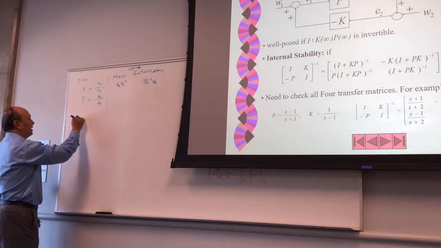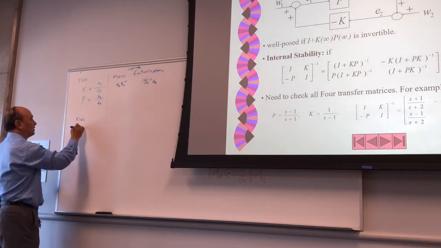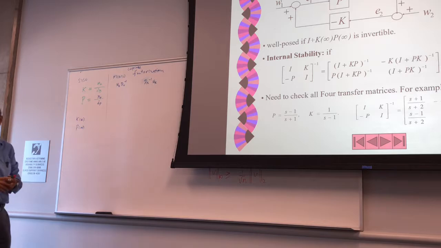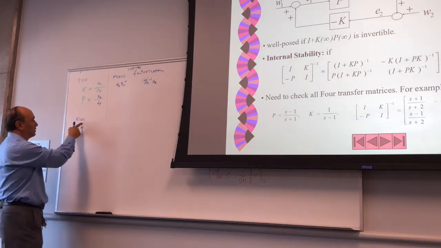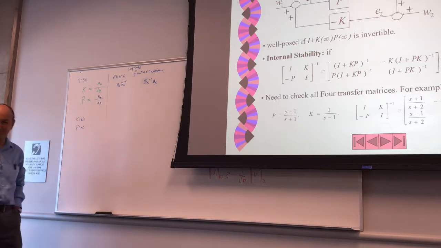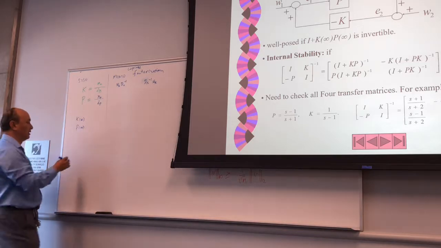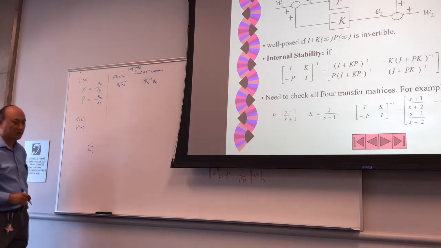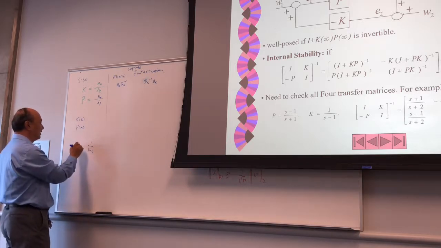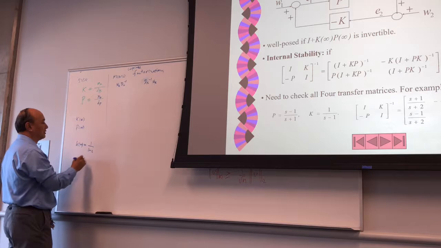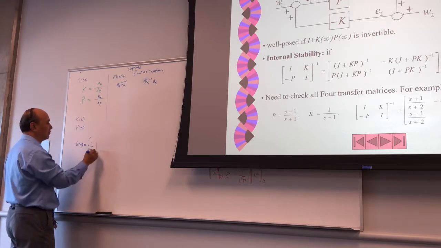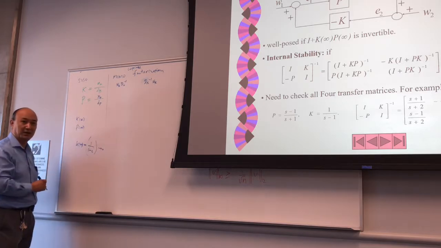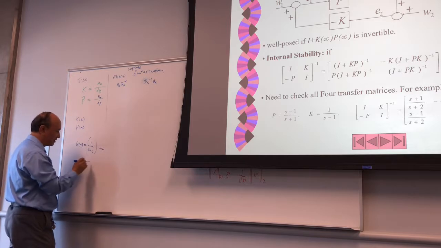So when we see K infinity and P infinity, usually in practice these are all rational and proper. In other words, say for example, I have 1 over s plus 2. So this is K infinity. The K infinity, this one will go to 0, right?